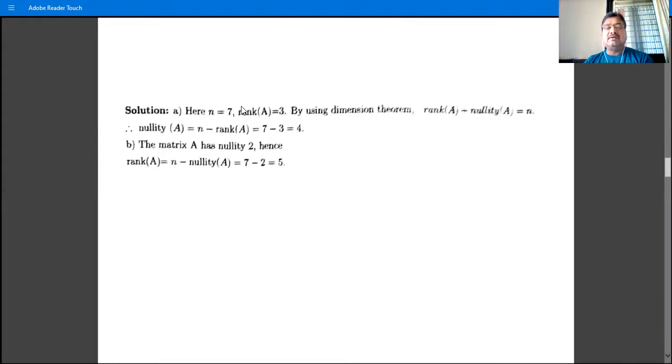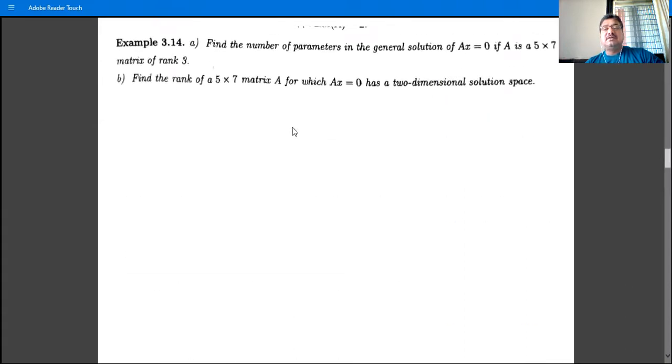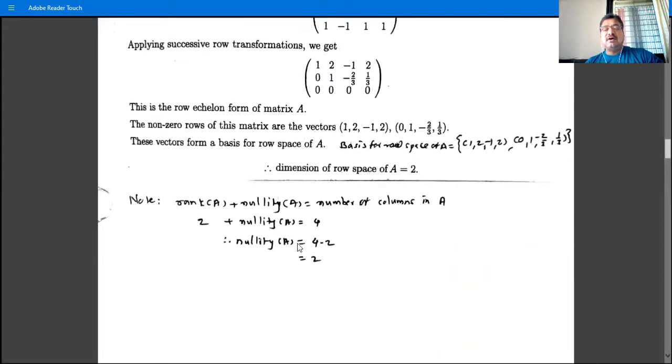The number of columns is 7, and the rank of A is 3. We have to find the nullity of A. So nullity of A is 7 minus 3, substituting the rank of A as 3. Like this, we are given the rank and we have to find the nullity.